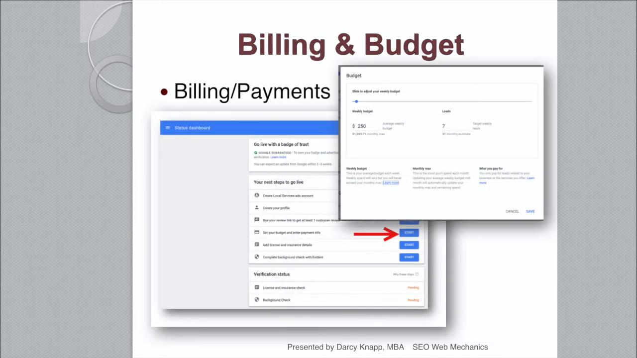The next section you're going to complete is your billing and your budget information. If you're already running Google AdWords, your billing tab for Google Guarantee will connect to your AdWords account. You will need to set up a budget for your Google Guarantee. Each market is different. The number of leads you'll get is going to vary by market. Set a budget high enough with an estimate of $25 to $30 per call-in lead to get started. This budget is adjustable at any time.